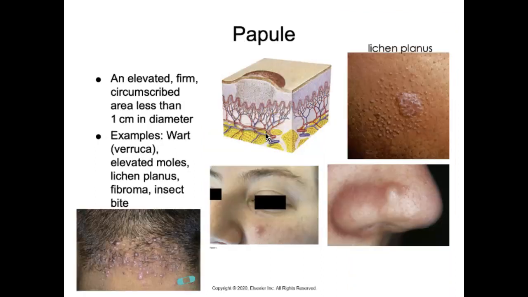Next, we have papule, and this is when we have a little bit more elevation, right? And so this is going to be pretty firm and circumscribed and still less than 1 centimeter in diameter. Examples of this would be warts or our elevated moles. Here we see pictured is a lichen planus, and we can also see it in a fibroma or if someone were to get an insect bite.